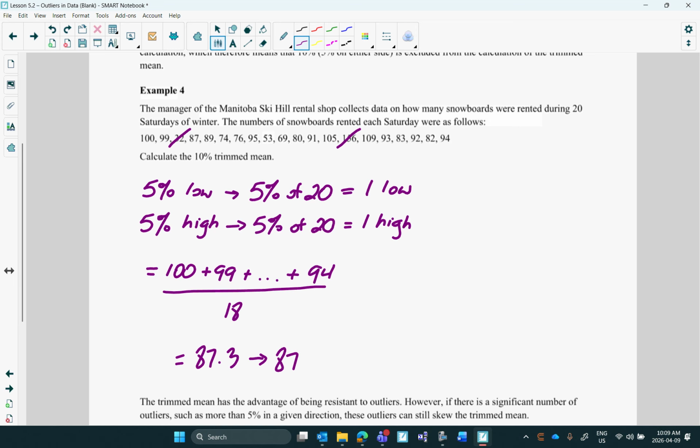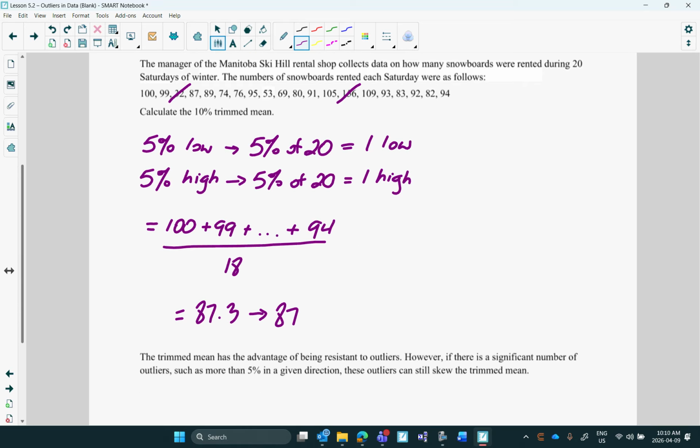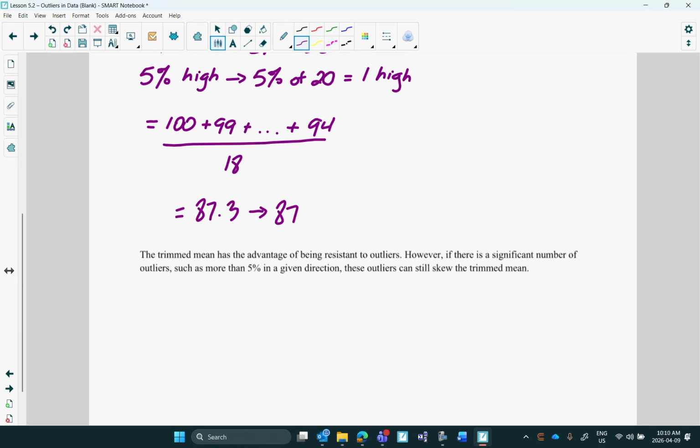So a couple things you need to know from that: removing outliers, or calculating the trimmed mean. That's kind of like a fourth measure of central tendency. You do it the same way you do the mean. You're just going to take some stuff out before you do the mean calculation. Okay.